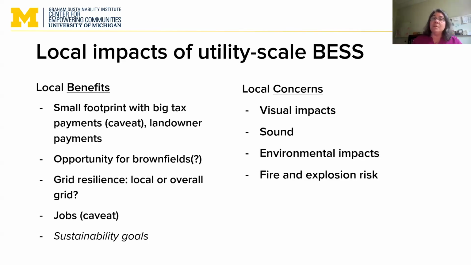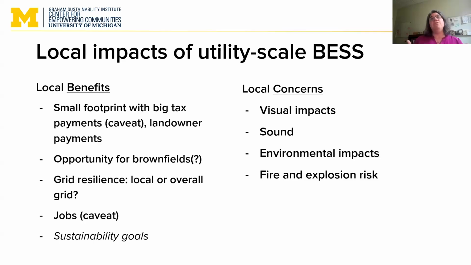Local concerns for BESS are similar. Visual impacts: it reads a lot like storage containers or substation activity. That's what it looks like. There are sound impacts. The inverters and cooling fans do emit sound, and so that can certainly have an impact.